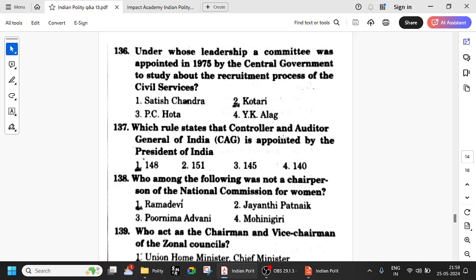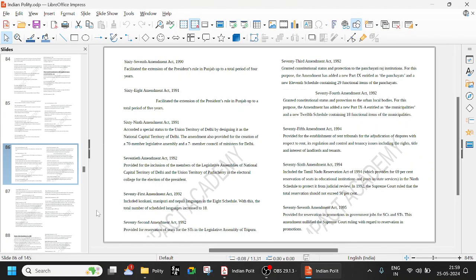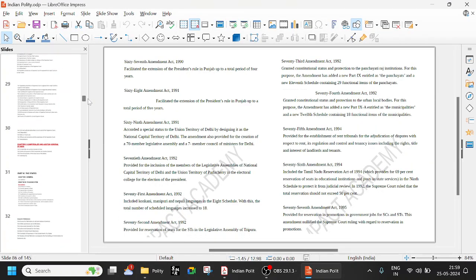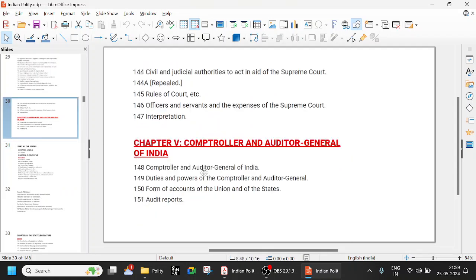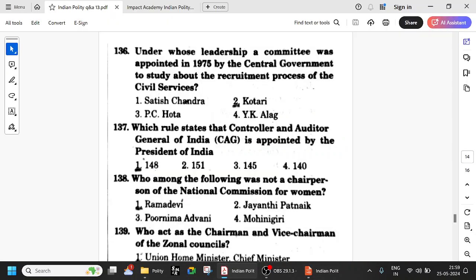So which rule states that the CAG is appointed by the President of India? 148. Okay, 148 states that CAG is appointed by the President of India. So it's not rule, it is article. 148 is Comptroller and Auditor General of India. Very important, 148. This is basically an article. Okay, Article 148 is related to CAG.